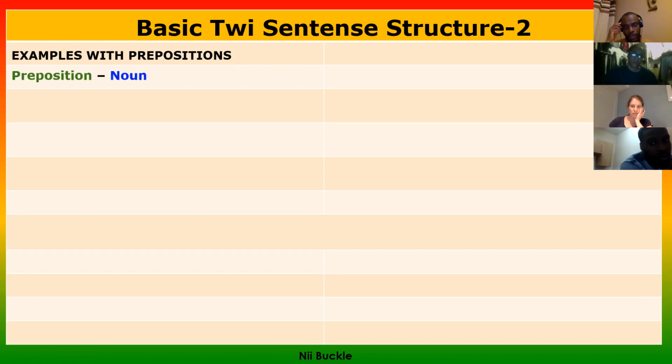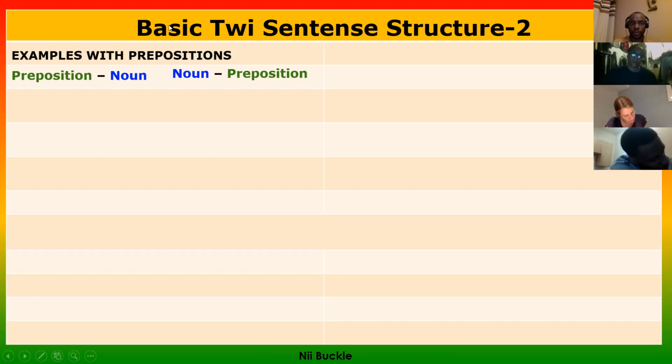In English, we have a preposition and then a noun. But in Twi, it is again the other way around. You have a noun before the preposition. Let's look at a few examples.